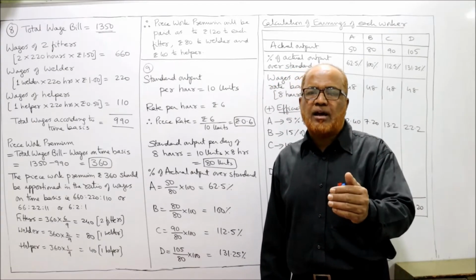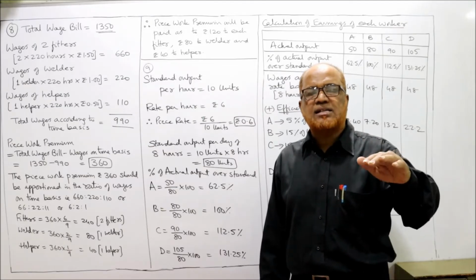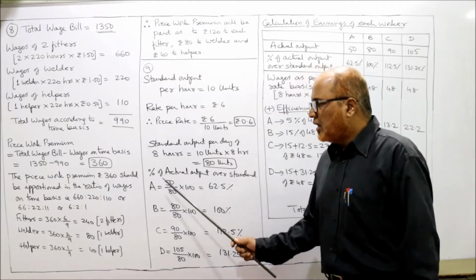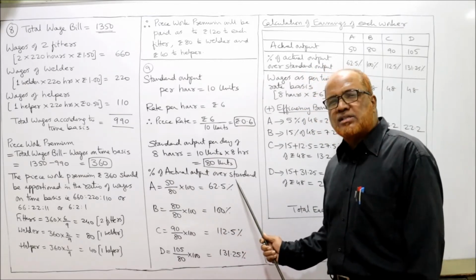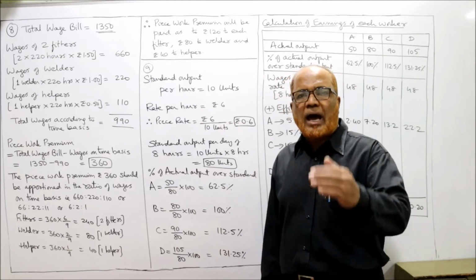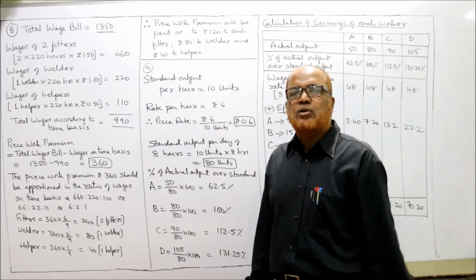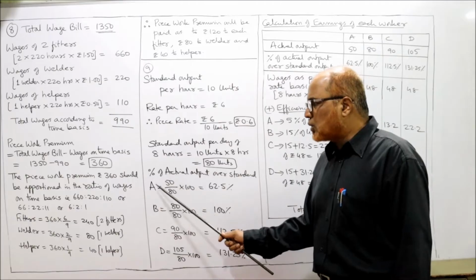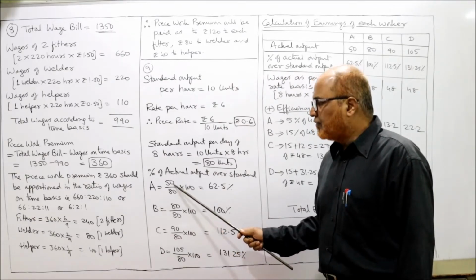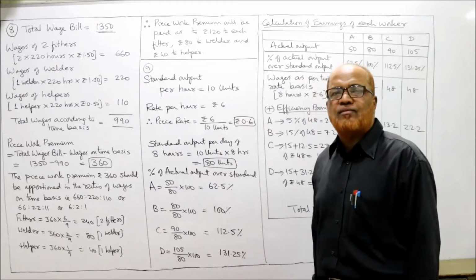If he makes less than 80, he will get less bonus; if he makes more than 80, he will get more bonus, depending on his efficiency. Now, percentage of actual output over standard. What is the percentage of actual output over standard? So actual output by standard output into 100. A's actual output is 50. So 50 by 80 into 100, 62.5.